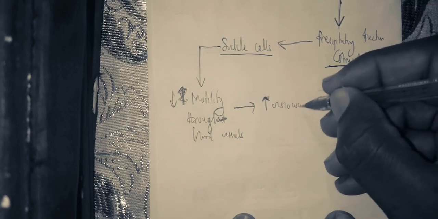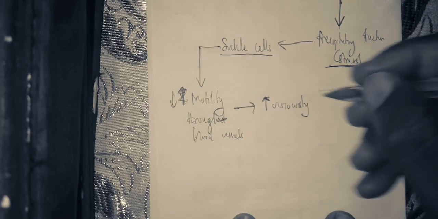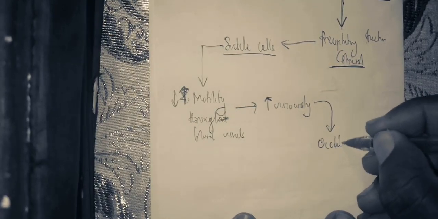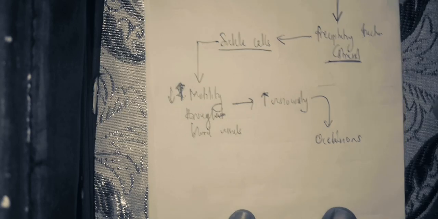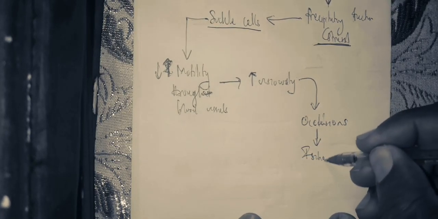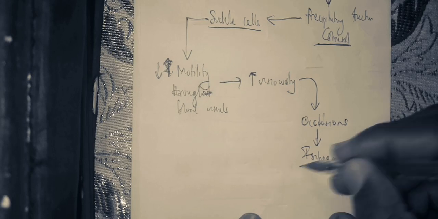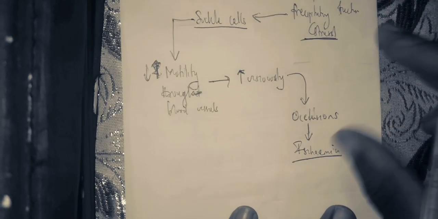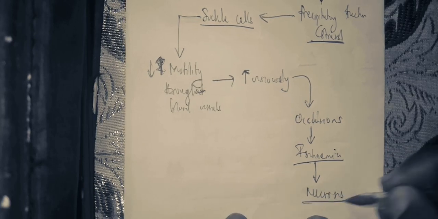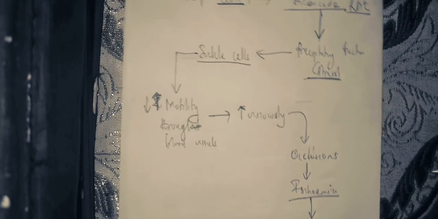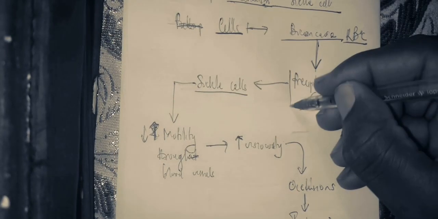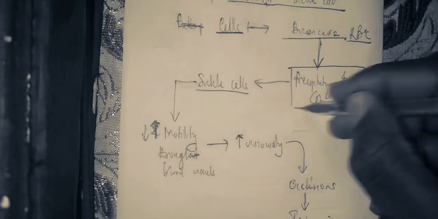It increases the viscosity of the blood, which is going to cause occlusion of the vessels. That causes ischemia, a reduction in perfusion of the tissues. And then ischemia may complicate into necrosis. Is it clear? So that is the main physiology. This is the major point that needs to be controlled.